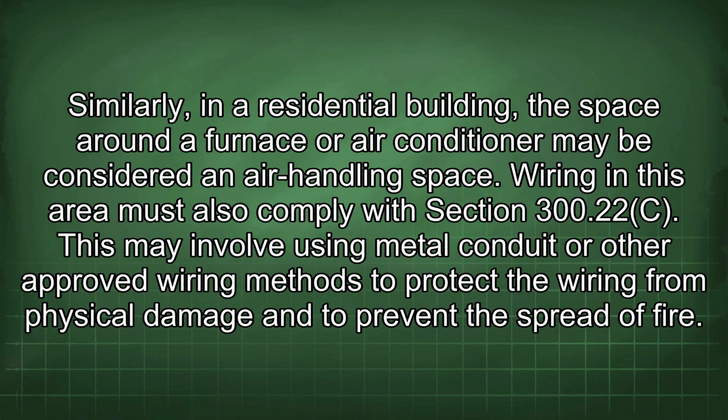Similarly, in a residential building, the space around a furnace or air conditioner may be considered an air handling space. Wiring in this area must also comply with Section 300.22(C). This may involve using metal conduit or other approved wiring methods to protect the wiring from physical damage and to prevent the spread of fire.